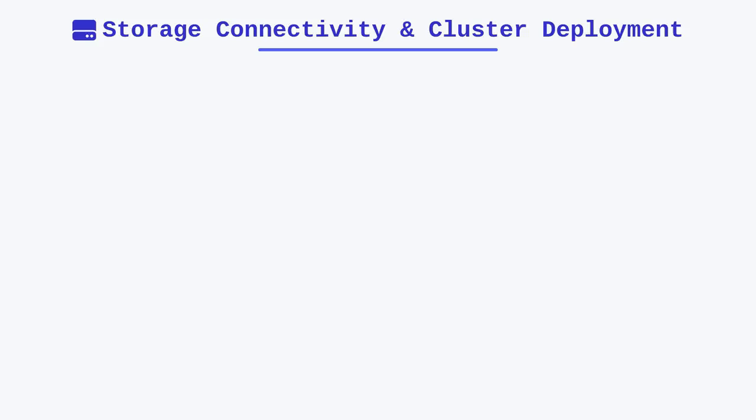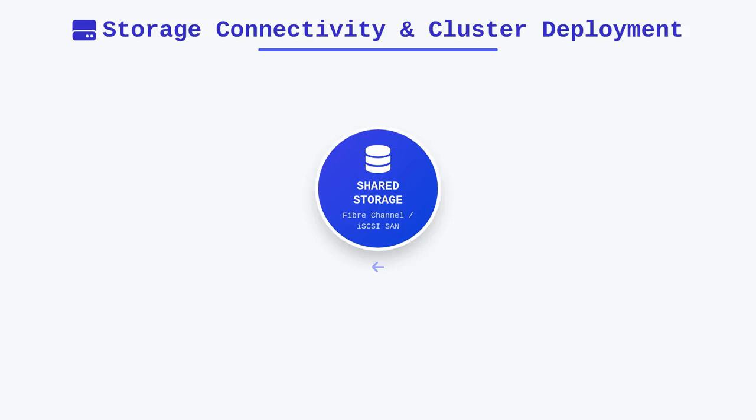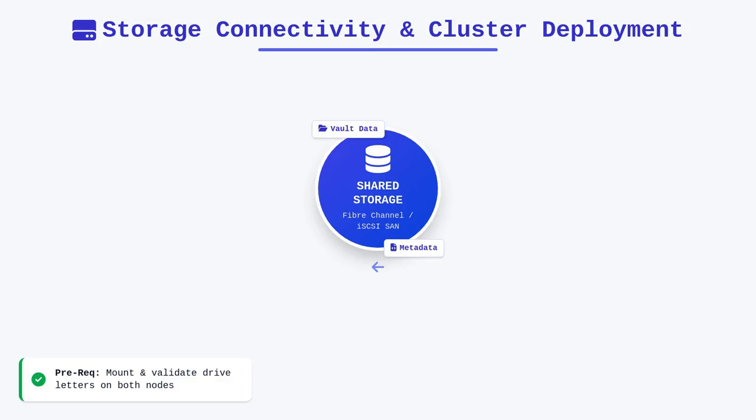Storage connectivity represents another critical vector for successful cluster deployment. In a standard Microsoft cluster environment, we typically leverage Fibre Channel or iSCSI SAN technologies to provide shared storage volumes that represent the vault's data and metadata partitions. Before installing the vault binaries, you must successfully mount and validate these drive letters on both nodes, ensuring that the cluster operating system can effectively switch the drive ownership.